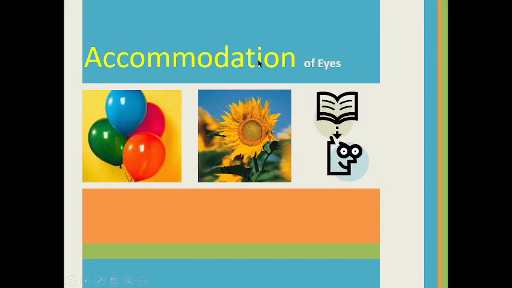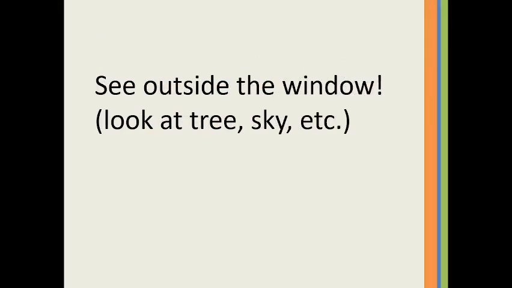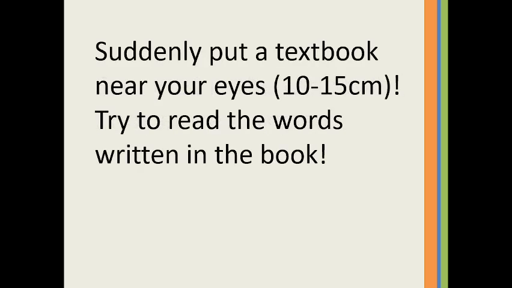What is accommodation of the eyes? Well, if you look outside at a far object, for example you see a tree or sky, and then suddenly you put a smartphone or a book in front of your eyes, near your eyes, and then you want to read the text. At first, it will be blurred, right? Because you saw very far, and then you see a near object. It will be blurred at first, but in a second, it will become clear.